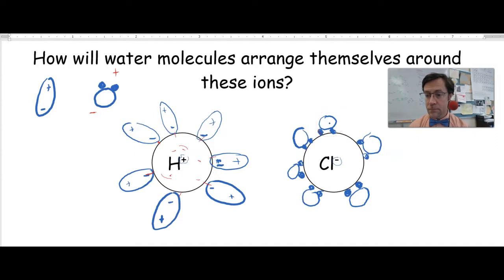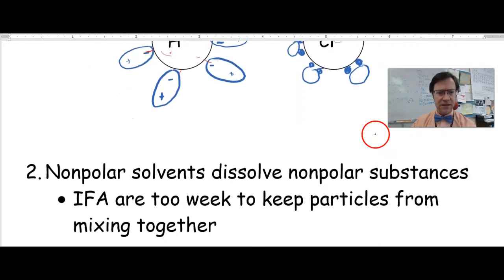There. Look familiar? It should, because we have done this before. But now we're looking at it from a solution perspective, right? So that's one way that polar and ionic things are able to dissolve with each other: they have charged parts. They act like little magnets, so they have really strong intermolecular forces of attraction, so they can stick to each other and kind of make stuff happen.